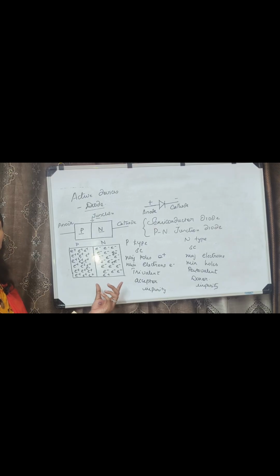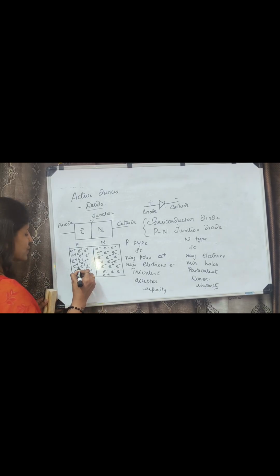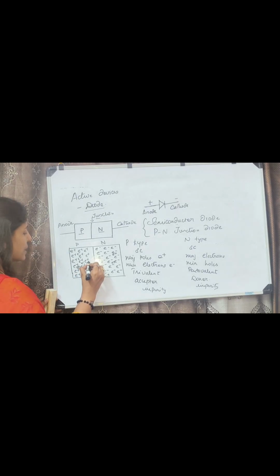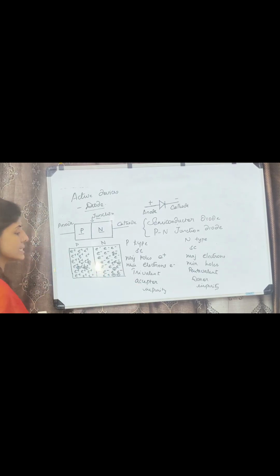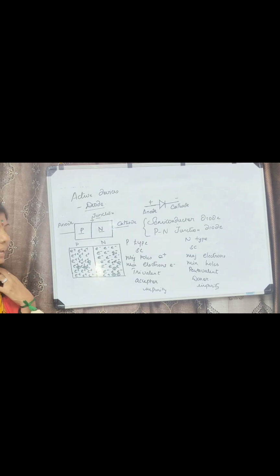Here donor impurity is available. Acceptor impurity, just to make it, is marked as minus, and here it is a donor impurity, marked as plus. Those are the ions. So this is the actual structure of the PN junction. I hope everything till this is clear for you, right?